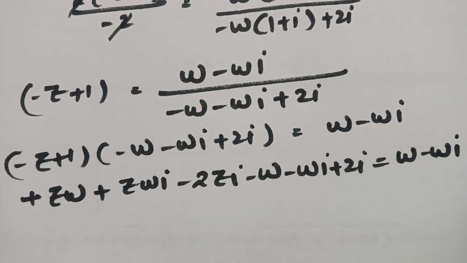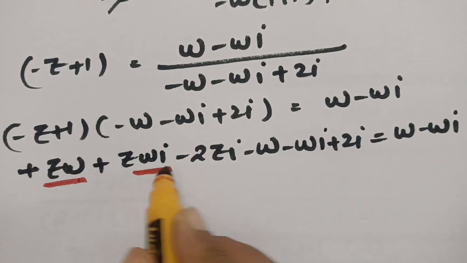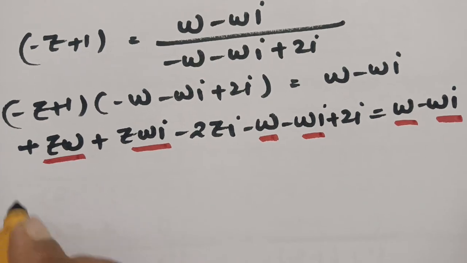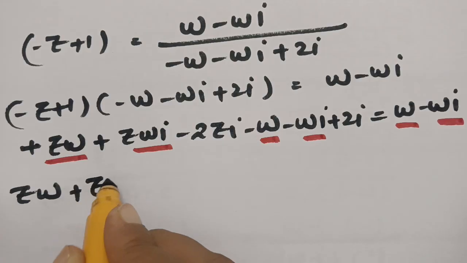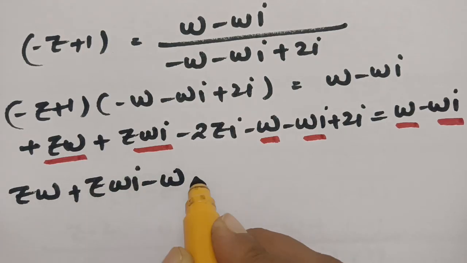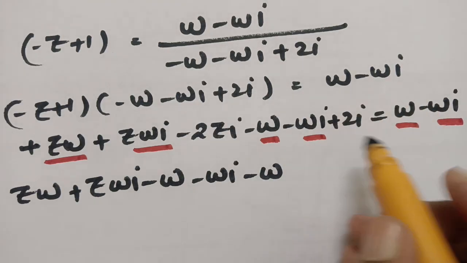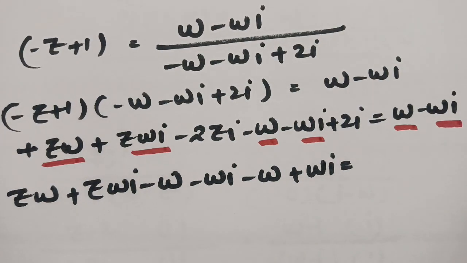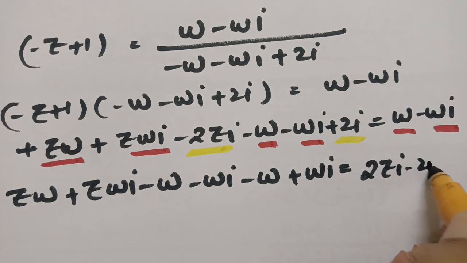And see, if I take w common from all these terms, so these are all the w terms. So if I take w common or bring it to one side, zw plus this is zwi minus w minus wi, and this is minus w. So if I send it to this one, so this is wi, which is equal to, if I send all these z terms to the other side, so this will be 2zi, this is 2zi minus 2i.